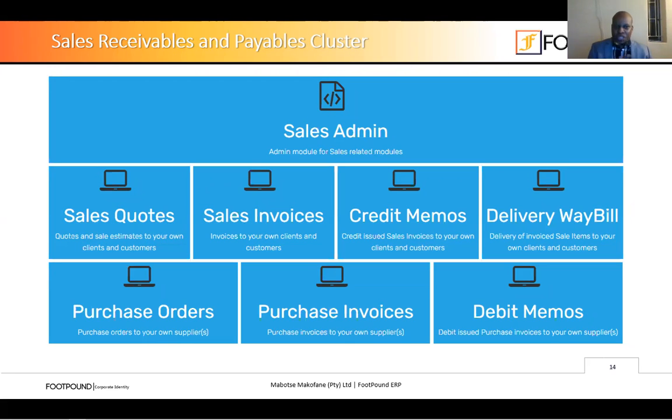Now, once you've issued this invoice and you've sent it out to your client, and then the client is not that happy with the price or maybe with the quantities, you then have to amend that invoice. But once again, it's actually a SARS directive, and it's illegal to amend an issued invoice. So we'll then go into the next FootPound module, which is the FootPound credit memos module. And then you issue a credit memo on that already issued invoice.